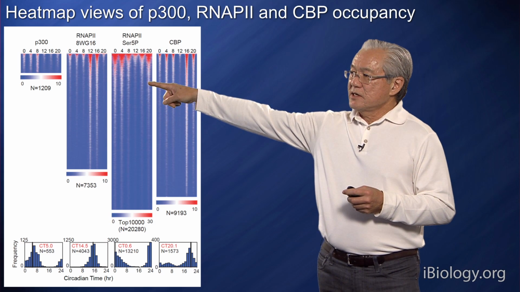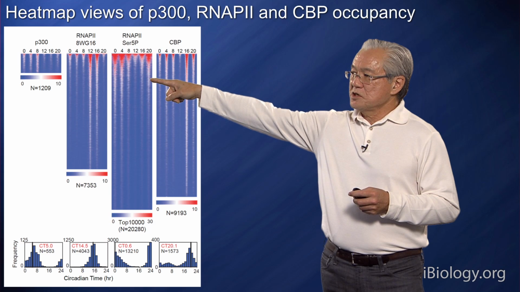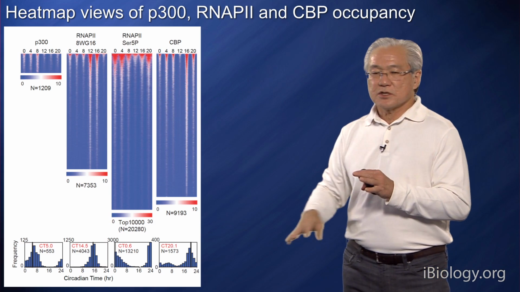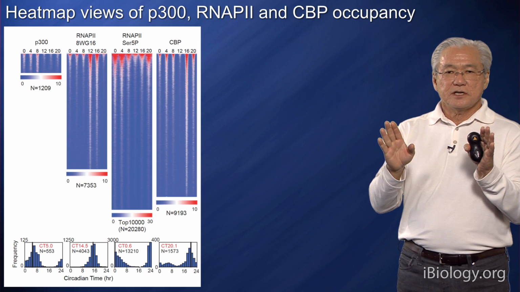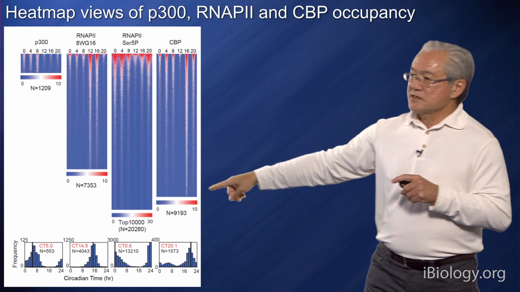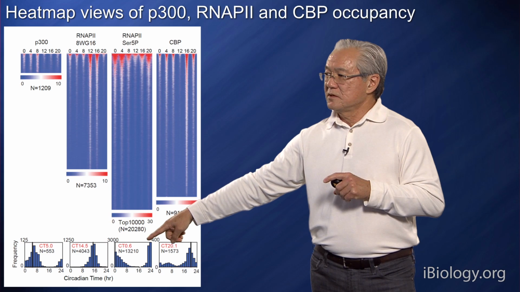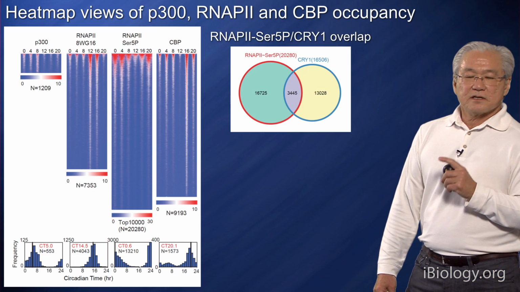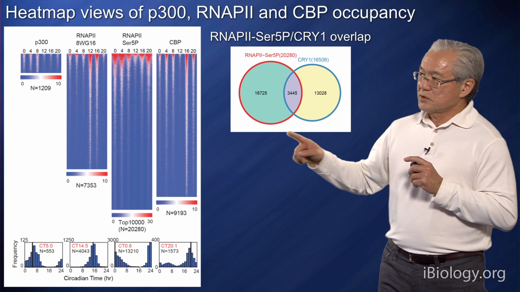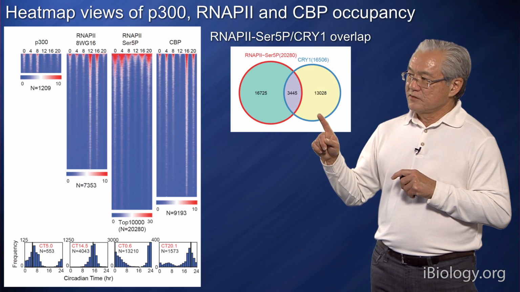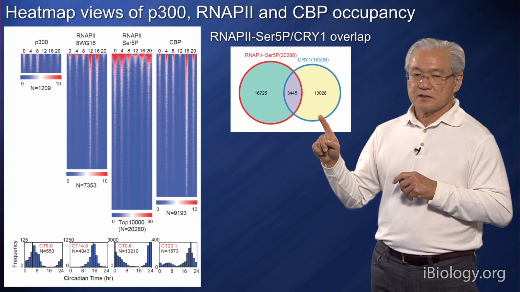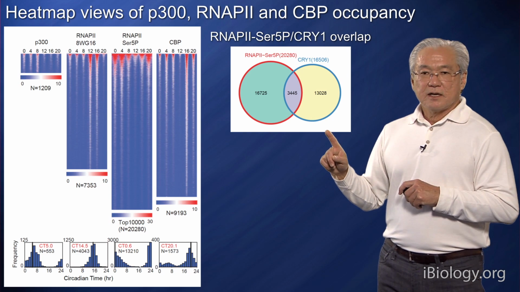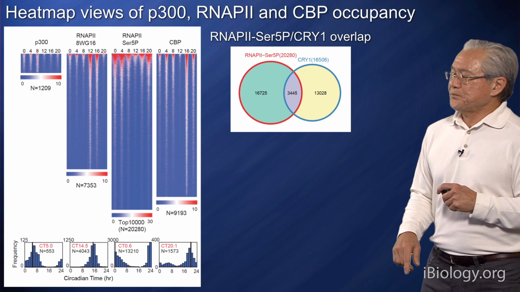And then the second surprise is when we looked at the serine 5 initiated form of Pol2, shown here, it is also highly circadian across the entire genome, but the phase is different. It peaks at 0. And that phase is actually very similar to the phase of binding for Cry1. And so we looked at the overlap of serine 5 Pol2 and Cry1, and we see that there is significant overlap. I'll come back to say what we think that might mean.